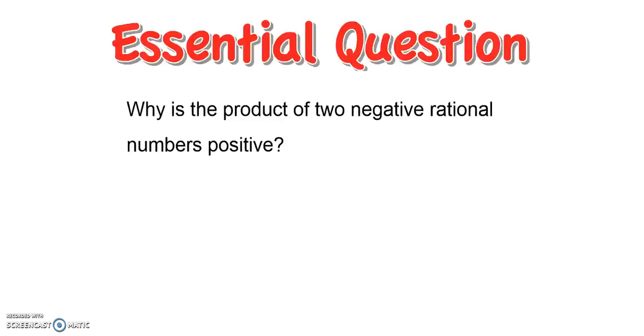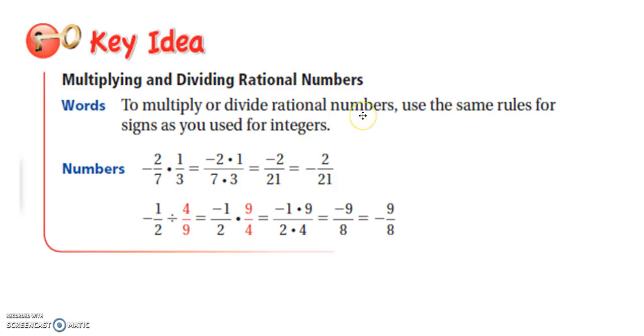Okay, so the essential question is, why is the product of two negative rational numbers positive? And the key idea of this lesson is multiplying and dividing rational numbers. To multiply or divide rational numbers, use the same rules for signs as you used for integers. So here we have a negative rational number multiplied by a positive rational number, and we get a negative rational number, which is the same for integers. Here we have a negative rational number divided by a positive rational number, and we get a negative rational number. Again, same for integers.